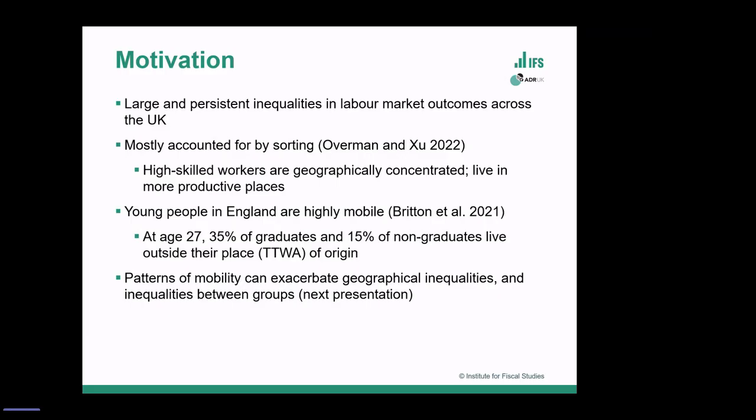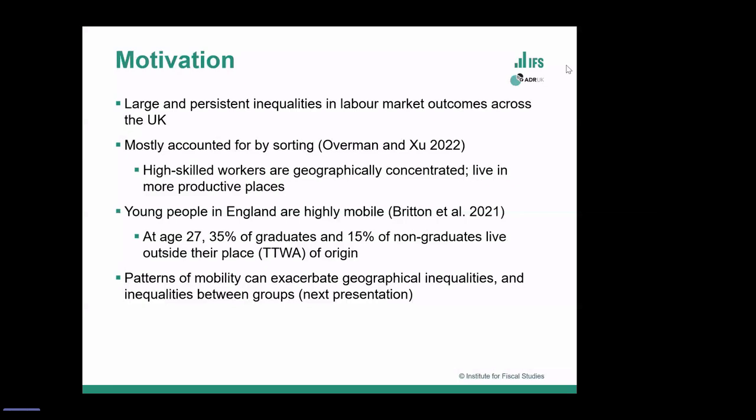So just as a bit of background, there are huge inequalities in labour market outcomes across the UK, and these differences are very persistent over time. And in previous work I've done, I've shown that statistically speaking, most of these differences in earnings can be accounted for by differences in the types of people who live across places. So in particular, high-skilled workers are very geographically concentrated, and they tend to live in places that pay more for a given type of individual, which then magnifies their individual advantages.